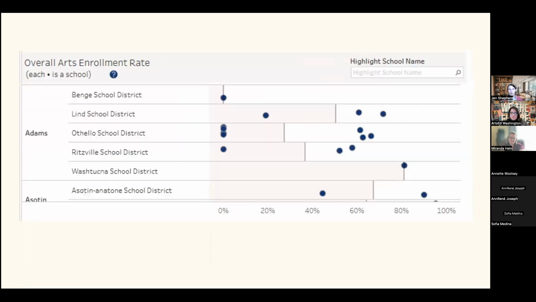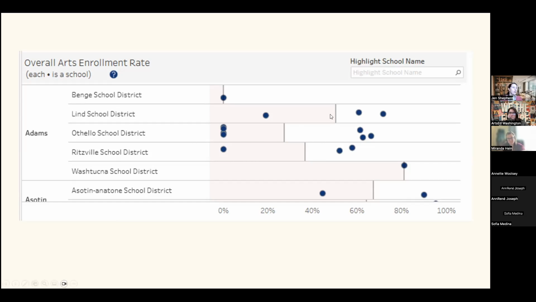I do want to talk a little bit more about this one though, because this is another one where I think when people first encounter this visualization, they maybe don't realize just how rich it is in terms of all the different things you can glean from it. So this is a chart where we've got each school as its own blue dot, and we've got them arranged horizontally within their district, and then we've also got them grouped by county. So you can see within a district, the different schools and sort of the distribution of the arts enrollment rate within that district.